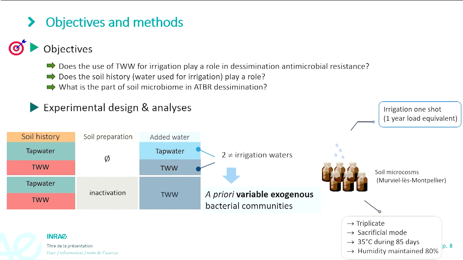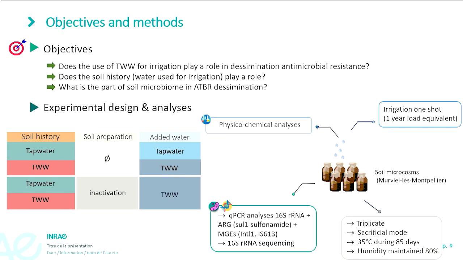We irrigated this microcosm in 1 shot at the beginning of the experiment, with the volume corresponding to 1 year of irrigation. So globally, the same amount of water compared to our historical soils, but this time in 1 shot, whereas in our historical soils, they were irrigated at different frequencies over the year. And then we performed physicochemical analysis, and qPCR analysis to monitor the bacterial abundance, some antibiotic resistant genes, and mobile genetic elements, and we performed 16S sequencing to monitor the evolution of the bacterial communities.